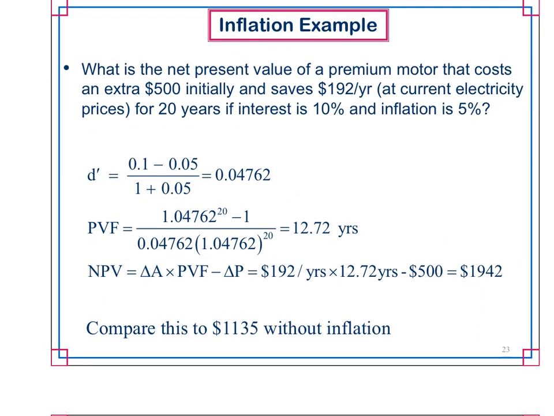So here's an example. What's the net present value of a premium motor that initially costs $500 more than a comparable, less efficient unit, but saves us $192 per year? That's going to be for the next 20 years, so the motor's going to last for 20 years. The interest rate is 10%, but our inflation is also going to be 5%. So essentially, it's going to knock down that value. And how much does it knock it down? Right here.